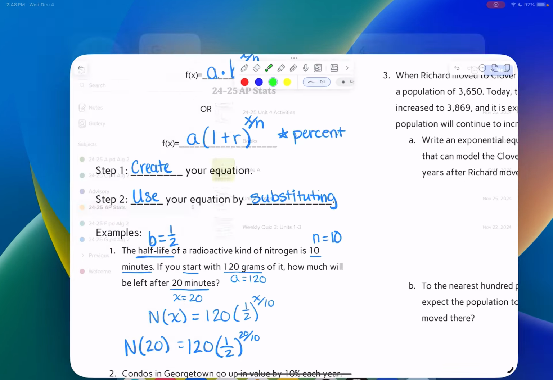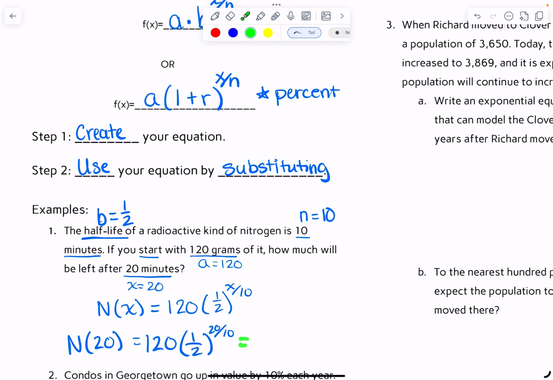Going back to my notes, going back to my pen, there would be 30 grams left. And we want to make sure we're using units here because this is some type of contextual situation. So it's not just 30. We have 30 grams of nitrogen left after those 20 minutes.